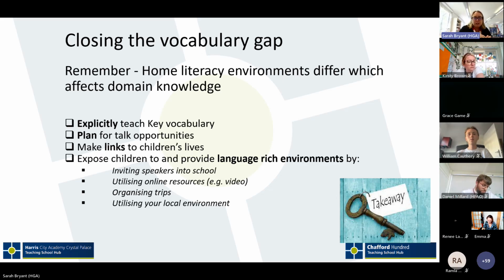Utilising online resources like videos. There's been a lot of live lessons happening recently, and the BBC are doing a lot. There was the World Wildlife Fund, doing some with Steve Backshall. They did one for World Oceans Day. They are often recorded, so you might not be able to get it live because it doesn't fit in with your timetabling, but they are out there, so go back and have a look. Organise trips and utilise your school grounds in your local environment. Maybe you've got a park very nearby, utilise it.